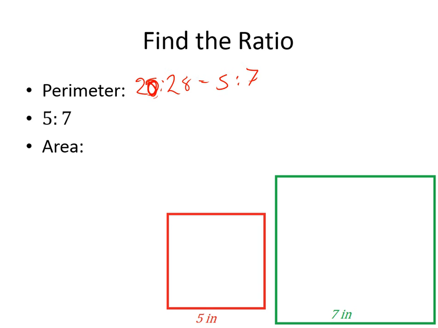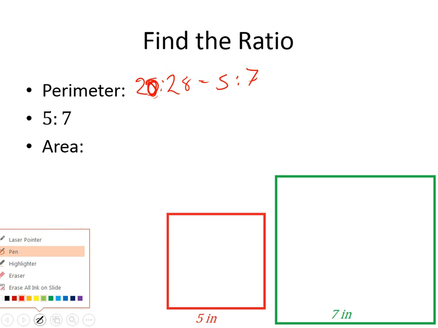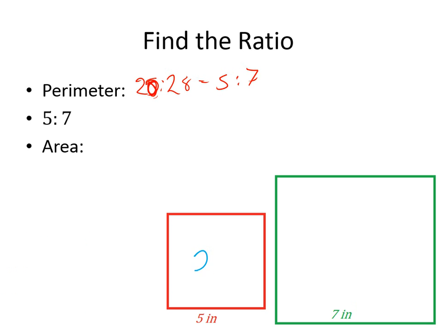Which, if you notice, is just the sides. Well, what's the ratio for the areas? Well, our areas here, we've got 25 and 49. Can we reduce those in any way? No, not really. So we're left with a 25 to 49 ratio for the areas. And that's what we kind of have.